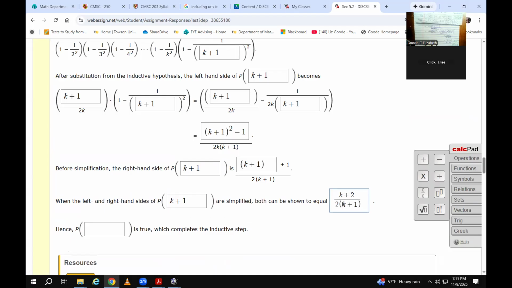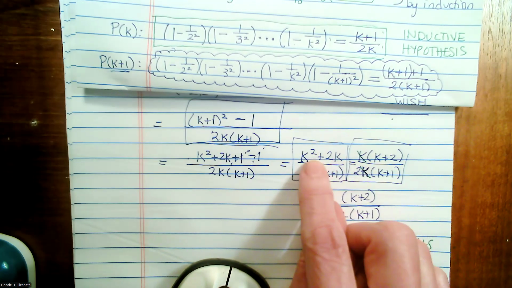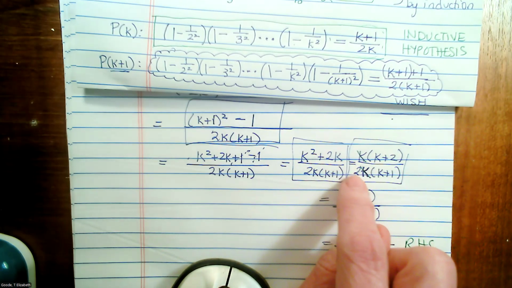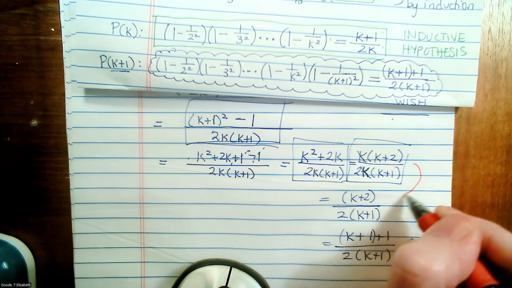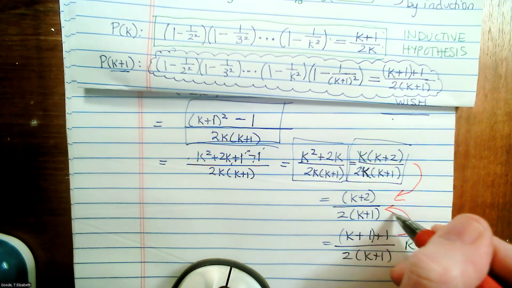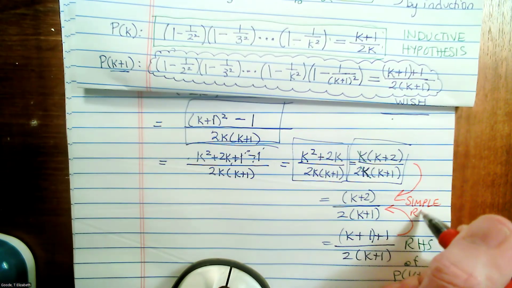And that is what we get because the k's canceled and we had k+2, right? I mean, this k canceled and this k canceled and we had k+2 over 2 times k+1. Yeah. So this is the simplified version right here that they both go to, the simple right-hand side.